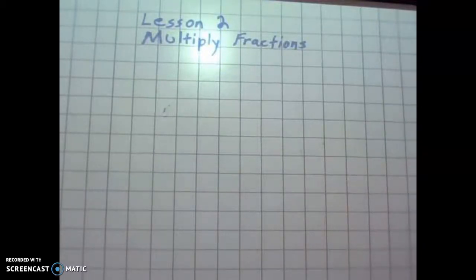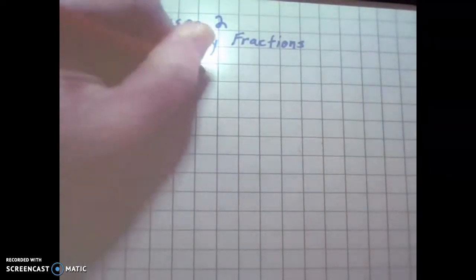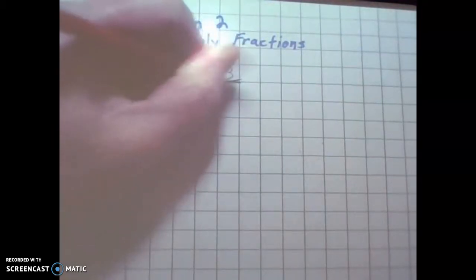Write the whole number as a fraction. Multiply the numerators and multiply the denominators. Okay, so what fraction do they start with? Not the whole number, just the fraction. 5 times 3 fourths. Okay, so they have 5, and it's times 3 fourths.